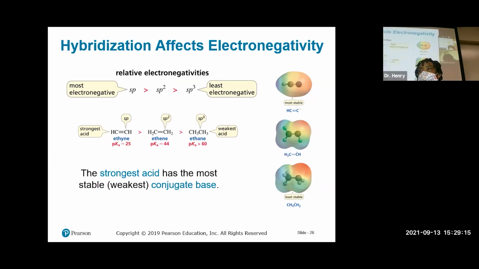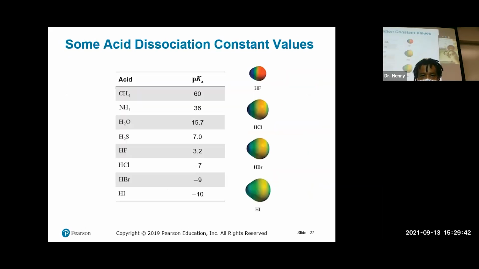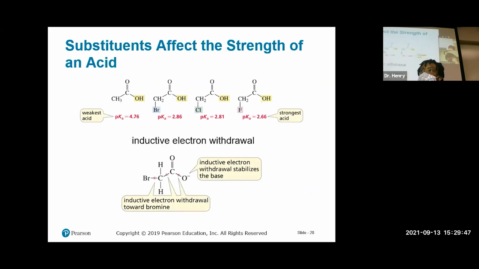Okay, so stronger acids are going to have a more stable conjugate base, which means it's weakest, right? So if you have a strong acid, you're going to have a weak conjugate base. Okay.